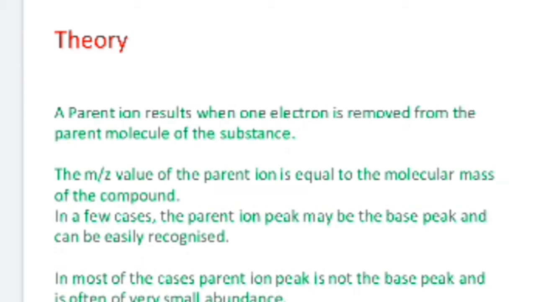The M/Z value of the parent ion is equal to the molecular mass of the compound. Here it is the most important point. Whichever the M/Z value of the parent ion, that is equal to the molecular mass of the compound. In a few cases, the parent ion peak may be the base peak and can be easily recognized.